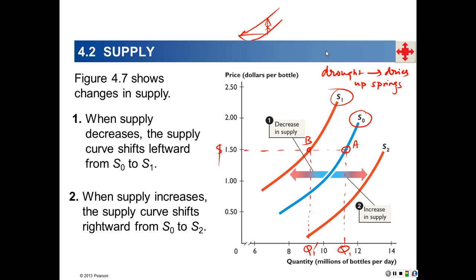On the other hand, something could happen that causes these natural springs to become even more productive, more abundant or something. And that might cause the opposite to happen. The supply curve would shift rightward, if there was a lot of rainfall and all these natural springs began to produce more water than before. Right?